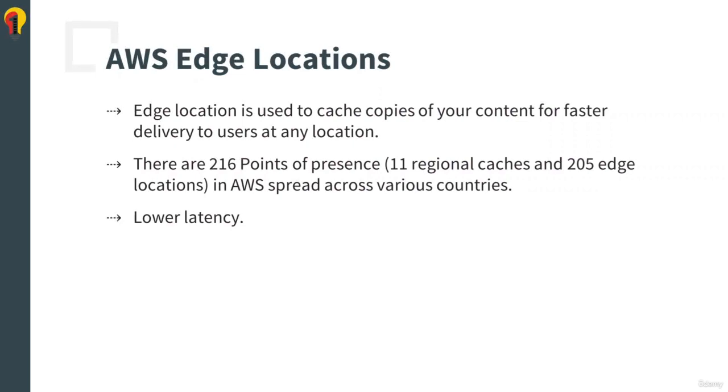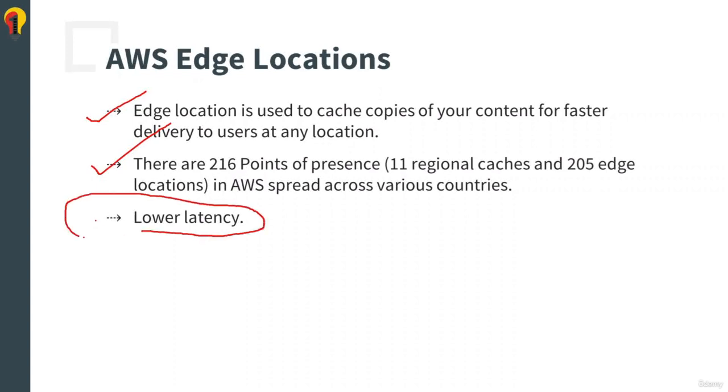AWS Edge Locations. An edge location is used to cache copies of content for faster delivery to users at any location. There are 216 points of presence spread across various countries. The benefit of edge location is lower latency.